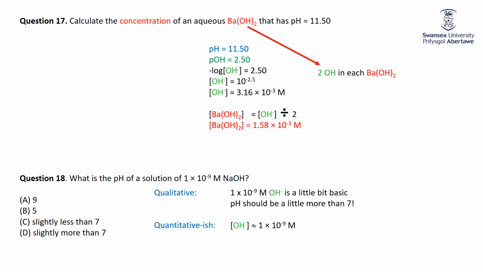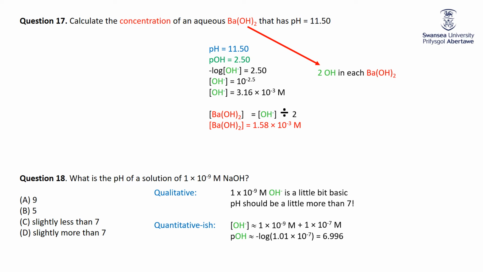Quantitatively, where does that come from? Well, the OH- is 1 times 10 to the minus 9 molar from this. But remember, water has OH- and H3O+, and at 25 degrees Celsius, that's 1 times 10 to the minus 7 of each of those. So there was already 1 times 10 to the minus 7 molar OH- before you added anything. Ordinarily, it's so small, we ignore it. But when we're only adding a teeny little bit, we can't ignore it.